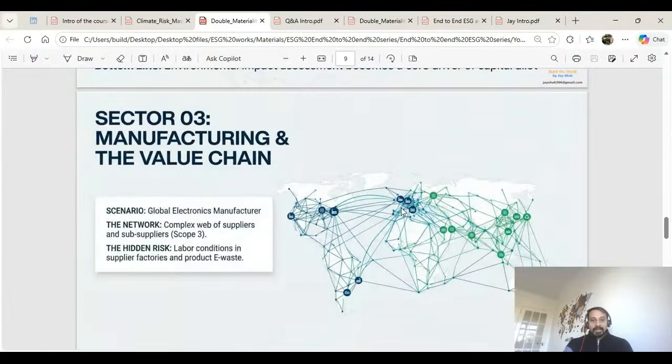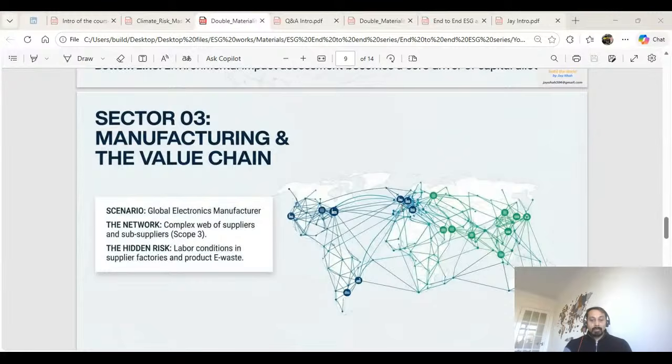Then sector three, which is the manufacturing value chain, that we are going to see. Here the DMA is for global electronics manufacturing, which supplies to various markets across the world. Here DMA identifies the impact of labor conditions in supplier factories, e-waste from various products, and high scope 3 emissions, which is a very important part of the global supply chain, and worker welfare scores very high.